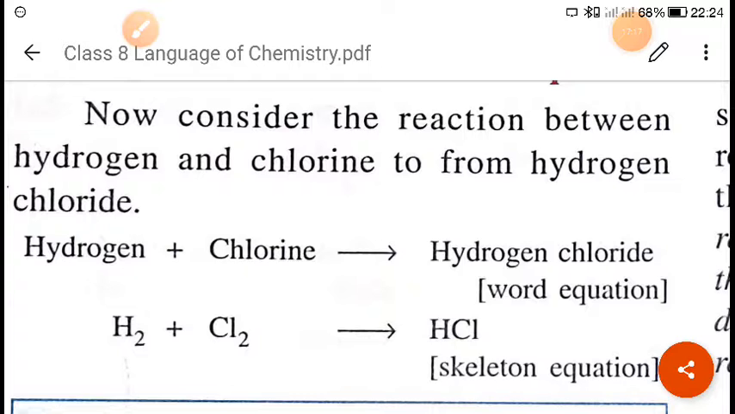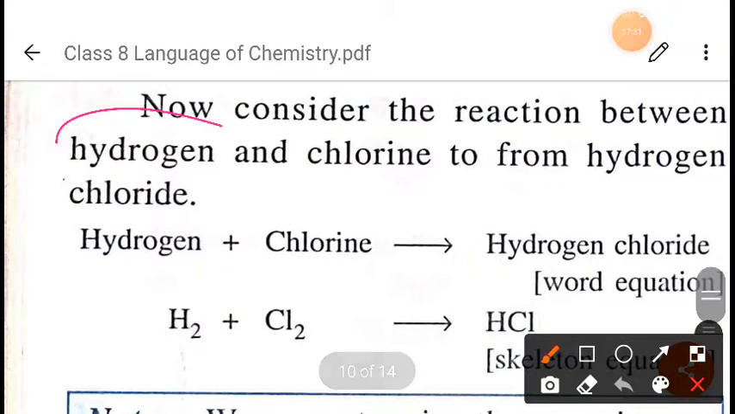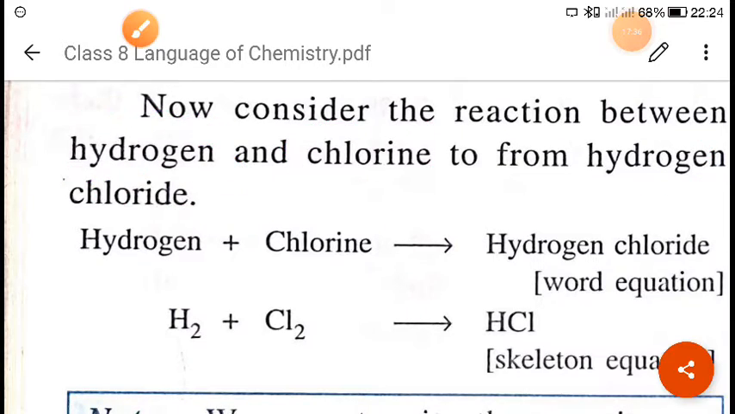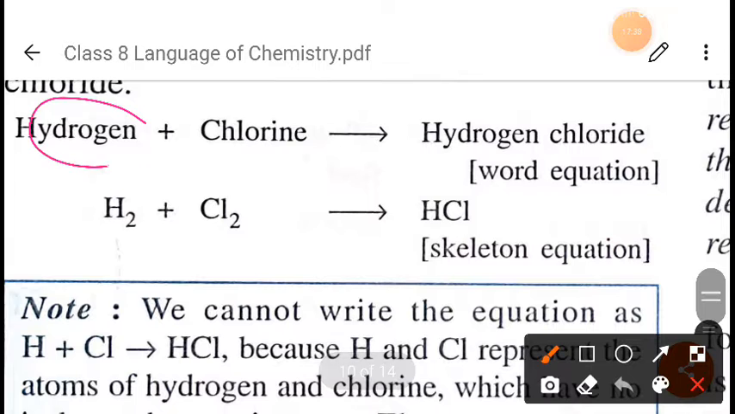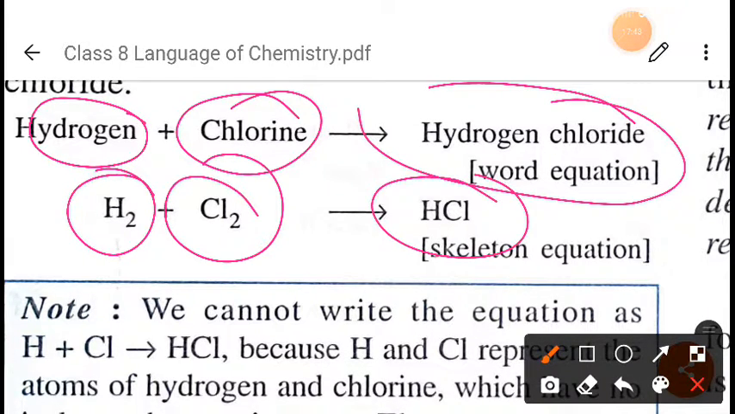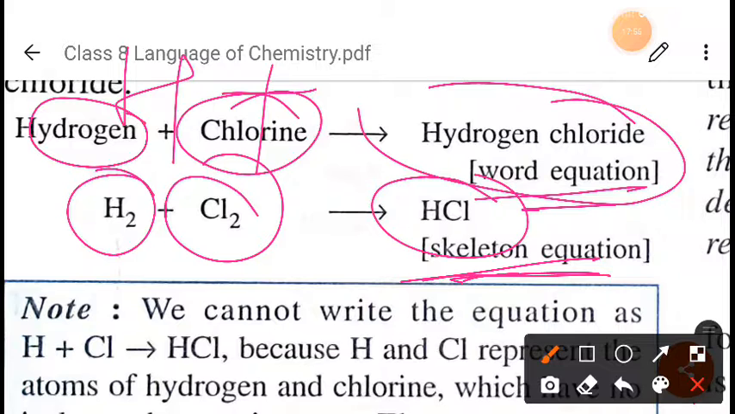Now we will consider the reaction between hydrogen and chlorine to form hydrogen chloride, HCl. As you can see, hydrogen H2 and chlorine Cl2 react to form HCl. So this is a word equation and this is a skeletal equation. We cannot write this equation as H plus Cl.